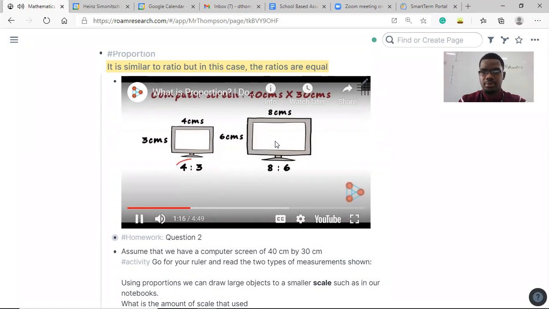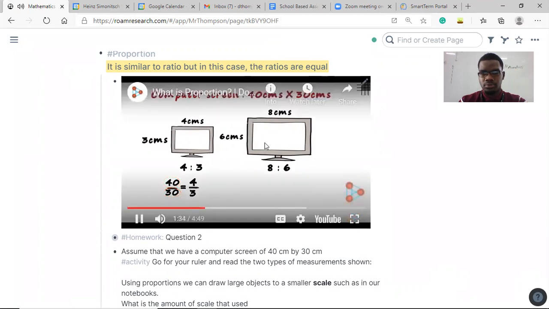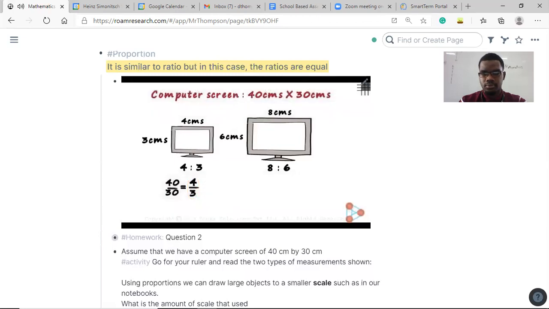This is a visual example. 4:3? The ratio of the length to the breadth of the actual computer screen is 40:30. When reduced, it can be written as 4:3. Basically, if we divide both the numerator and the denominator by 10, we get 4:3. Now let's look at the second case of 8:6. The ratio of the actual screen was 40:30. If both the numerator and the denominator are divided by 5, we get an equivalent ratio of 8:6.